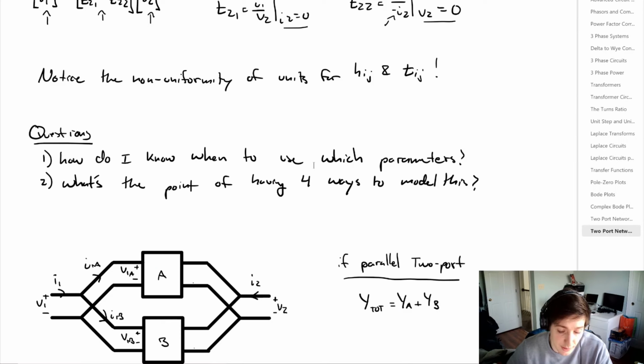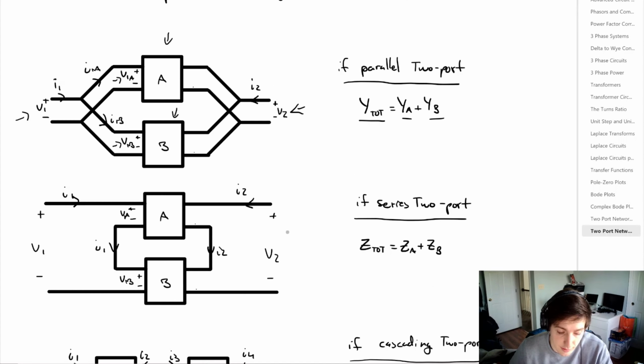So we can have a parallel two-port network, given here on the left, where we have one network A, one network B. We still have V1 and V2, but inside each of these networks, we break them up into A and B, respectively. So if we can form a circuit into a parallel two-port network, we can simply say that the total admittance parameters of the entire system will be equal to the admittance parameters of A plus the admittance parameters of B.